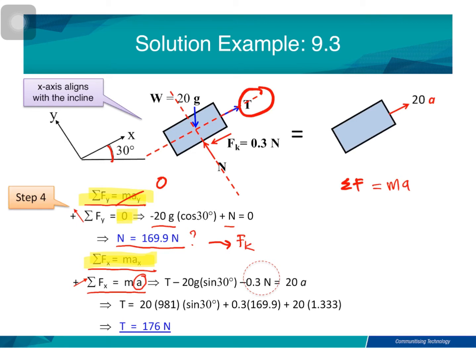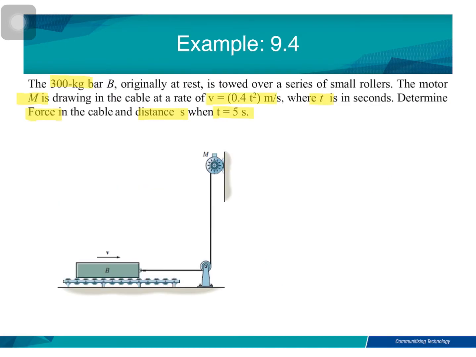So in the x direction, we have T minus 20g sin 30 minus Fk. So what is the Fk? Fk is 0.3 N, so you can substitute the N here. So it is equal to ma. m is 20, and a is 1.33. So you substitute everything, then you can solve it. So you get T equal to 176 newtons.